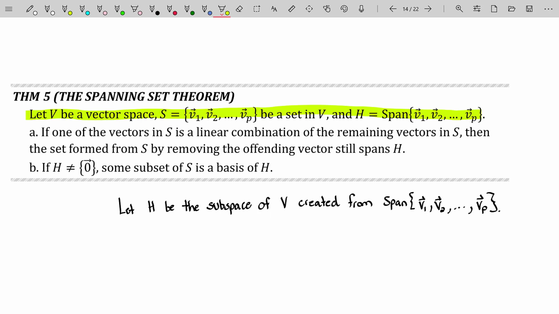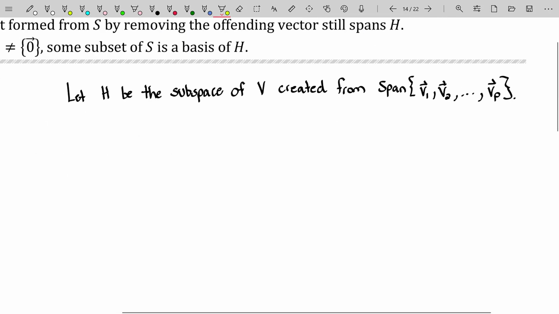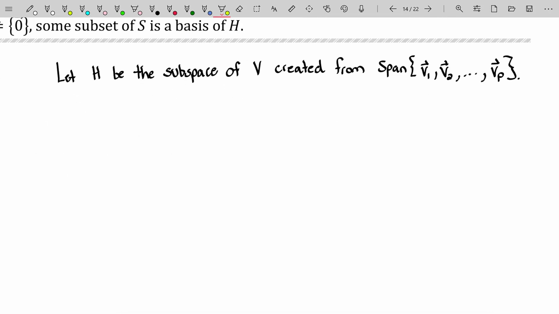So that's everything I've highlighted right there, and I've summarized it in language here. Let H be the subspace of V created from the span of those vectors. Now, I've mentioned earlier in this video that if I want to create a basis for this subspace H, which is created from the span of these vectors, I want the smallest number of vectors that still span the entire subspace H, but are also all linearly independent.